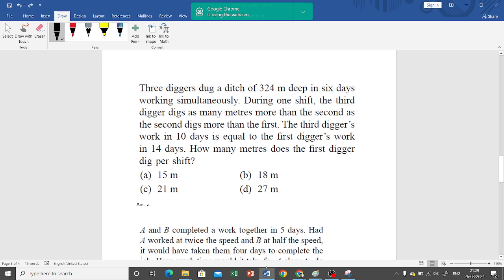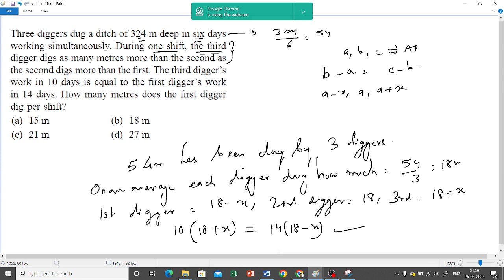One thing to note over here: you are starting to solve this, right? What do I need to find out? How many meters does the first digger dig, right? The first digger dug 18 minus X, right? That means the answer is of course going to be less than 18, because X cannot be negative. X is the amount of digging, X is the amount of meters, X cannot be negative. So the answer has to be less than 18, and X cannot be 0 as well. So which option does it satisfy? 15. I mean, you can solve this for 15 as well. You can solve and get X, and then you can find out.